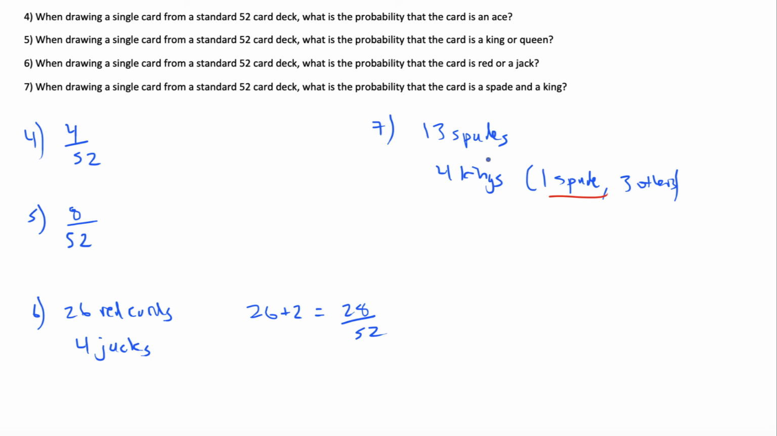So what is the answer here going to be? Well, let's think about that. The card has to be a spade and a king. So there's actually only 1 king of spades here. Remember, it has to be a spade and a king. There's only 1 such card in the deck. So you don't want to confuse the word "and" with "or." For number 7, the answer is going to be 1 out of 52.